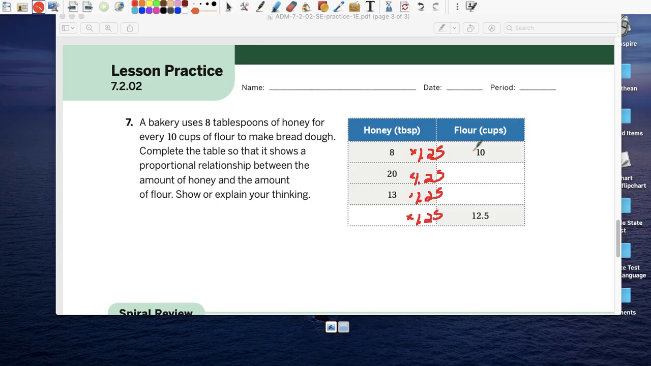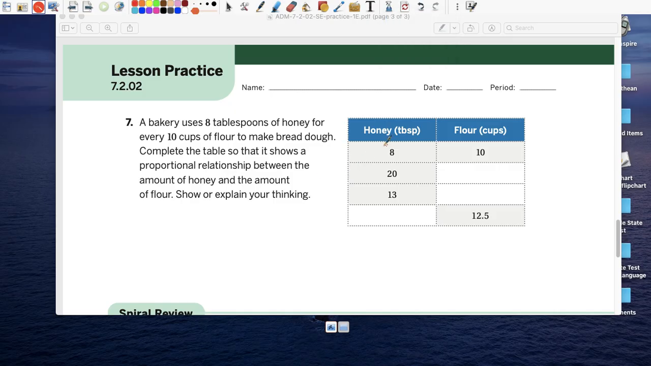So 20 times 1.25 is 25. 13 times 1.25 is 16.25. This one, something times 1.25 is 12.5. So obviously it's 10. So this one's 10. Okay, so I found this number.